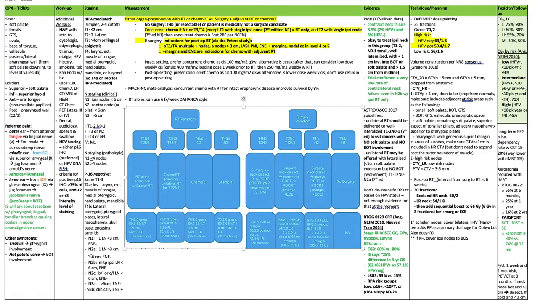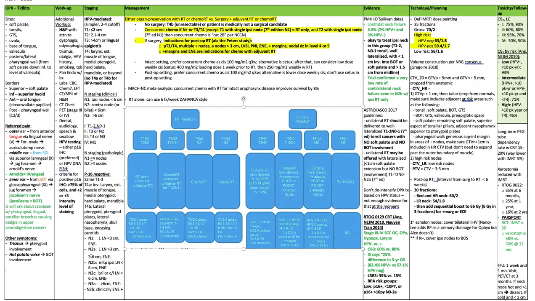Management: you can do either organ preservation with radiation or chemoradiation versus surgery plus adjuvant radiation or chemoradiation. No surgery if T4B would be unresectable or the patient is medically not a surgical candidate. Concurrent chemo if node positive or T3 or T4. The exception here is a T1 with a single ipsilateral node, the 7th edition N1, which you can treat with radiation only, or T2 with a single ipsilateral node, 7th edition N1, then concurrent chemo is category 2B per NCCN.